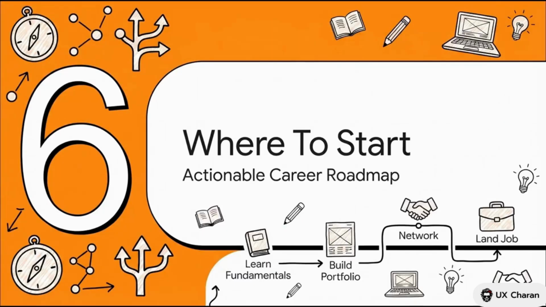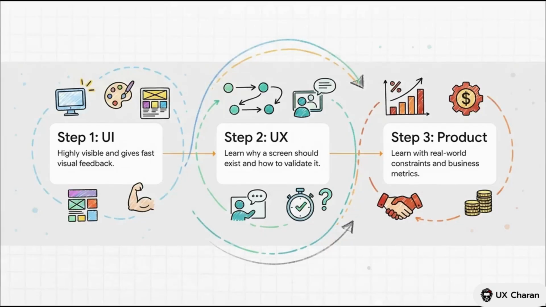Section 6. Where to start. Now that you know all this, here is your concrete, actionable roadmap. You've got to approach this in a highly specific sequence. Step 1, UI. It gives you fast visual feedback and lets you build a portfolio quickly to stay motivated. Step 2, UX. Once you can build a nice screen, you need to learn why it should exist in the first place. That's the difference between a designer and a decorator. Step 3, product. You tackle this last because it truly requires real-world constraints and actual business metrics to grasp.